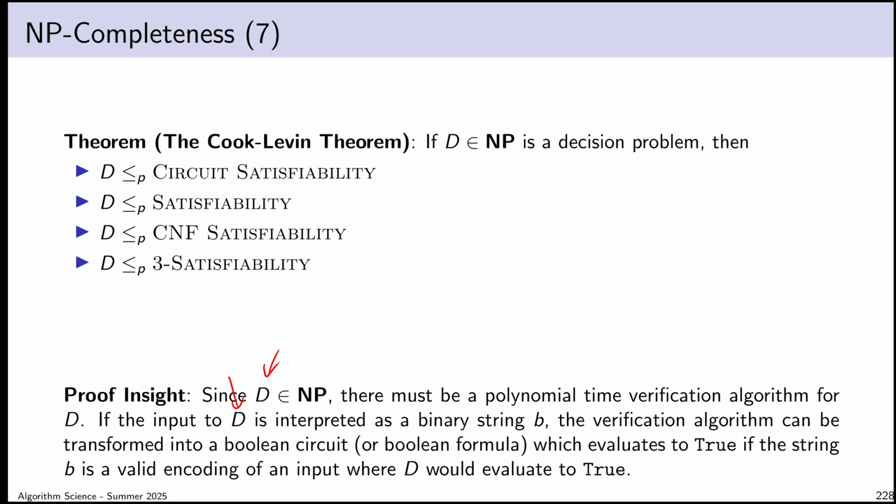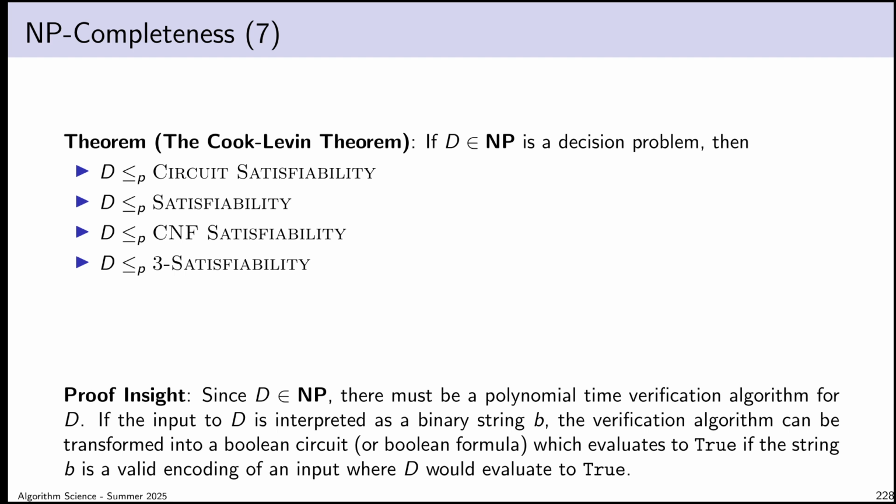The verification algorithm itself can be transformed into a Boolean circuit whose inputs are the binary values of the input to the problem. The way I transform the verification algorithm into a circuit is basically by hard coding the operations of the algorithm using digital logic gates. And the circuit evaluates to true if the string is a valid encoding of an input where D would evaluate to true. So I can turn the verification algorithm into a verification circuit. And then the question becomes, is there a satisfying assignment of the verification circuit?